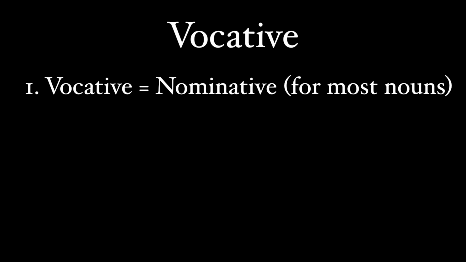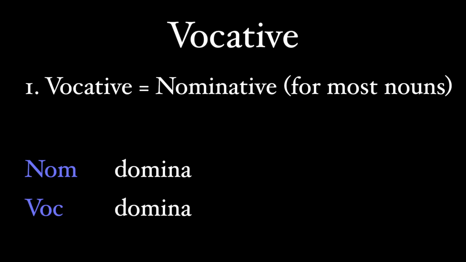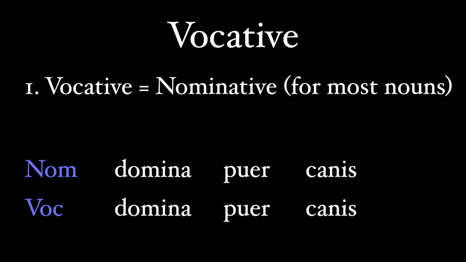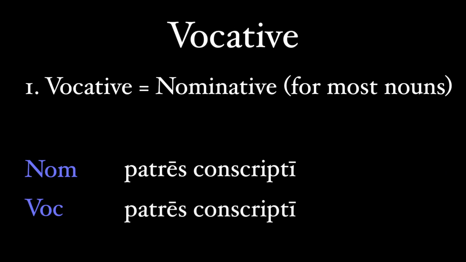Number 1, the vocative is the same as the nominative for most nouns. So if you're talking to your mistress, the vocative is still domina. If you're talking to a boy, it's still puer. To a dog, still canis. When Cicero speaks to the Senate, he calls them patres conscripti. So the vocative is identical to the nominative plural. The vocative is the same as the nominative for every single plural noun. But there are a few exceptions to this rule.